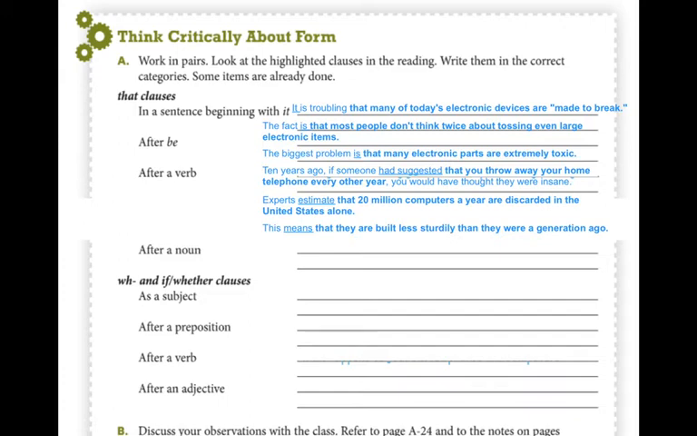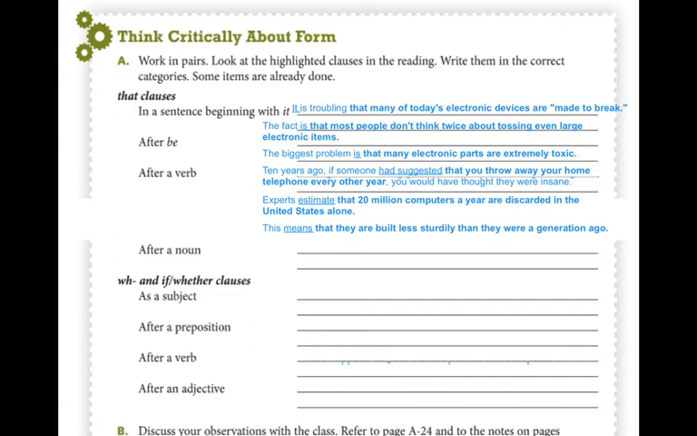Notice that the passive voice were is in the past tense here, and the past participle built is not repeated. Less sturdily than they were a generation ago. So this is telling more about a comparison of now versus in the past. This means that they are built less sturdily now than they were a generation ago.